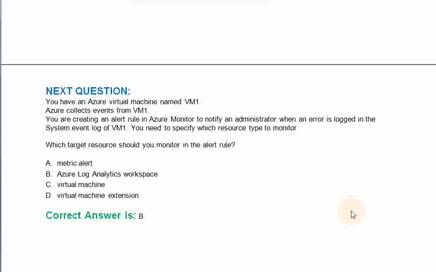Option A, metric alert. Option B, Azure Log Analytics Workspace. Option C, virtual machine. Option D, virtual machine extension. The correct answer is option B.